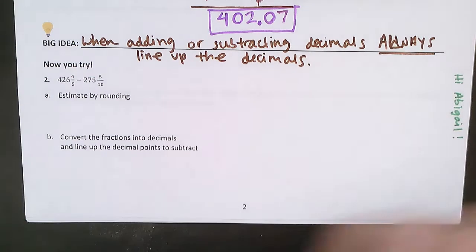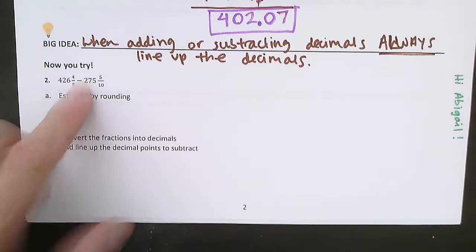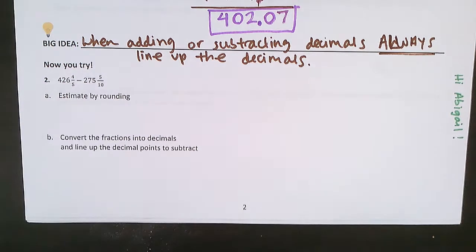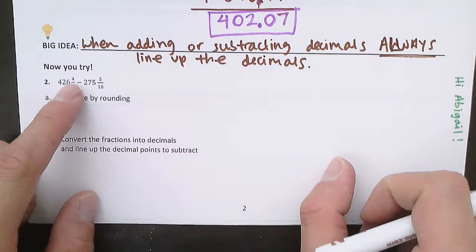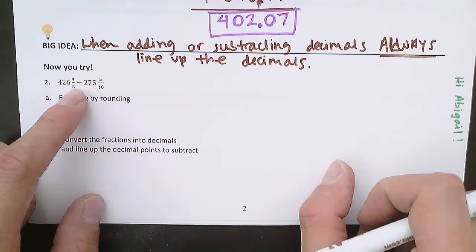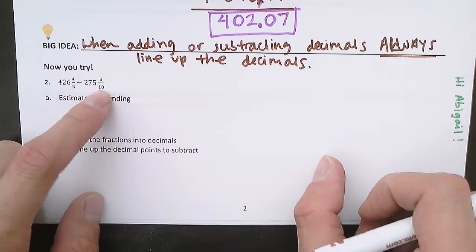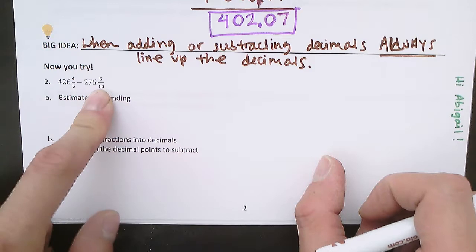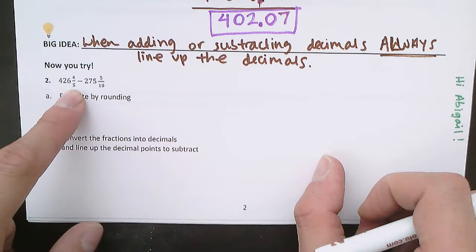Let's take a look at number 2. And this one's asking us to subtract. And notice that it's 426 and 4/5 minus 275 and 5/10. Tenths, it's very easy to convert into a decimal. Fifths is a little bit harder.